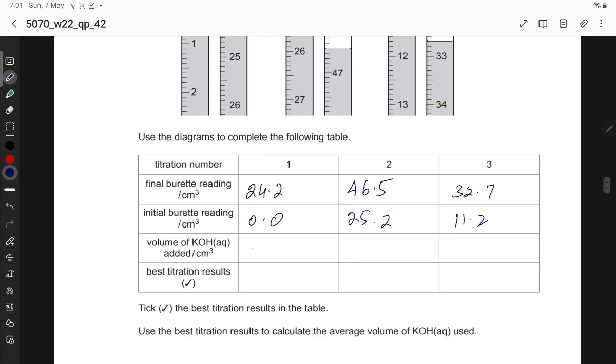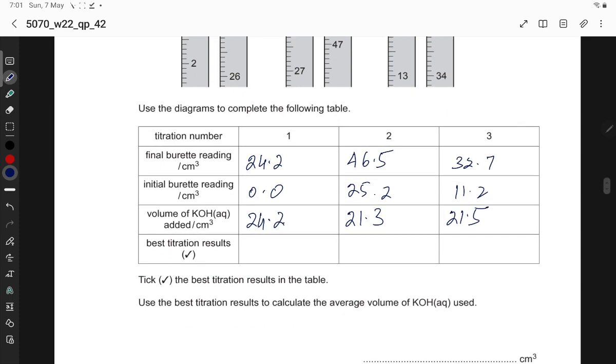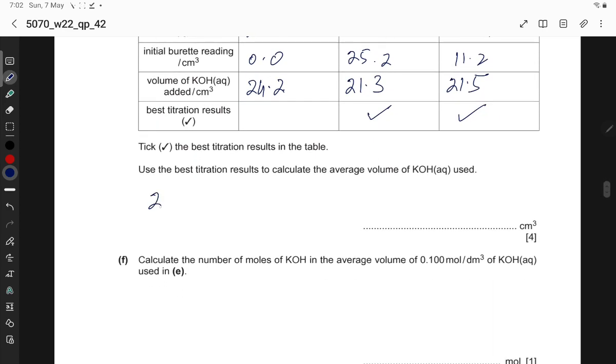So by subtracting, this is 24.2, this is 21.3, this is 21.5. Concordant titres are 21.3 and 21.5. Adding 21.3 plus 21.5 and dividing by 2, the average is 21.4.